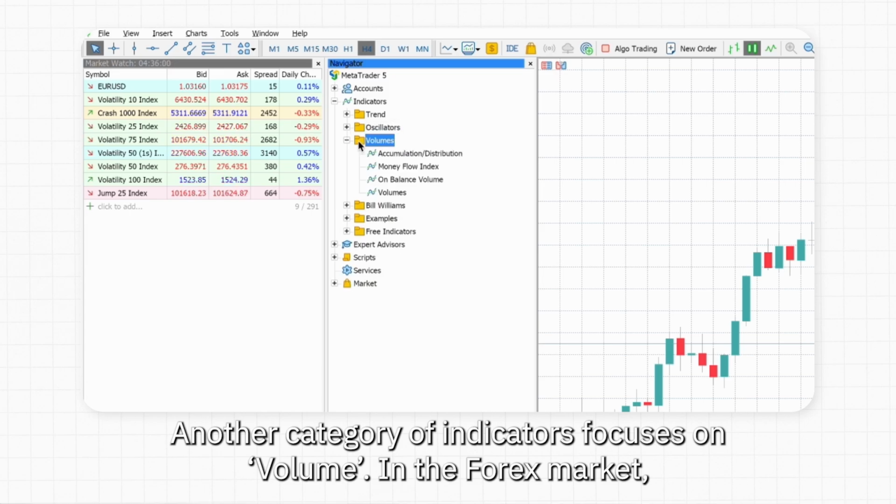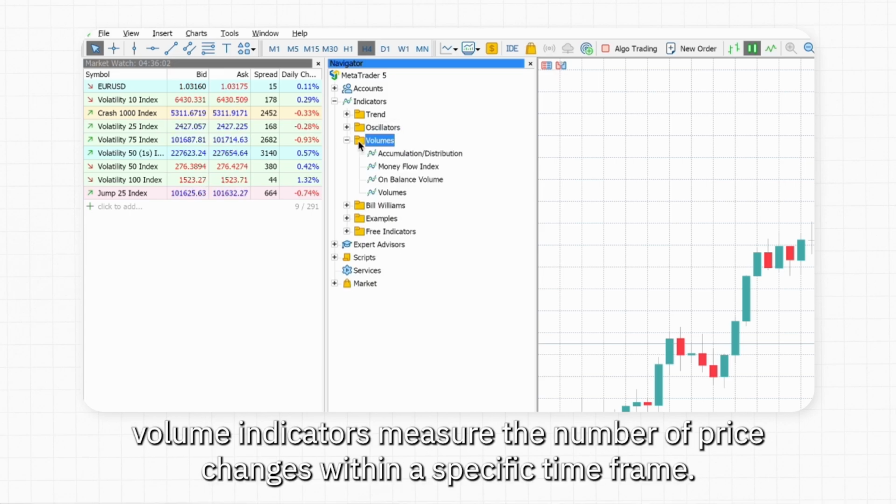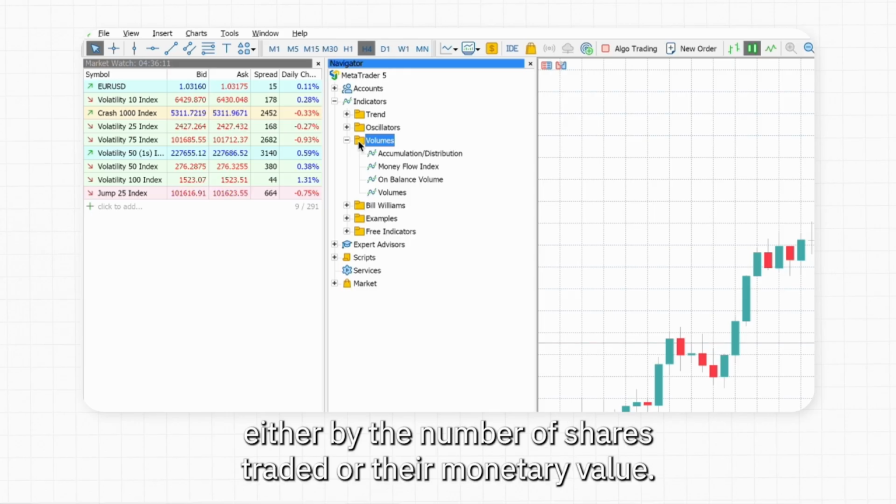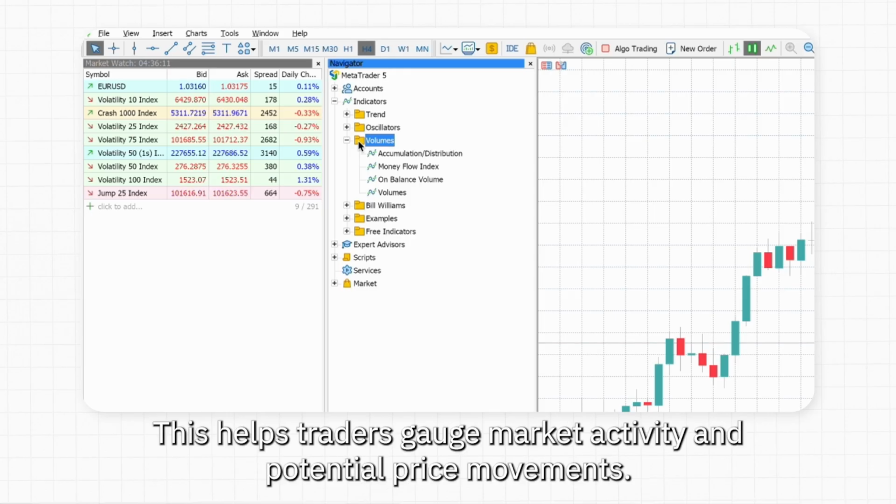In the Forex market, volume indicators measure the number of price changes within a specific time frame. For stocks, they assess the total number of trades executed, either by the number of shares traded or their monetary value. This helps traders gauge market activity and potential price movements.